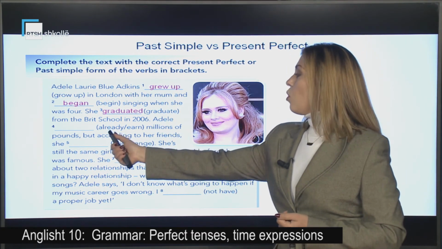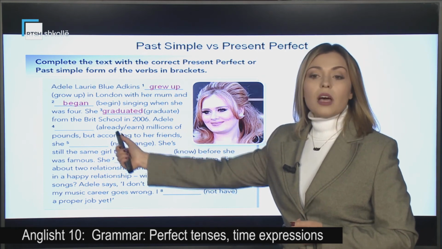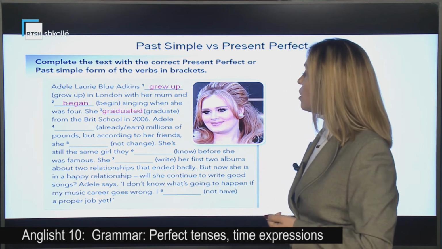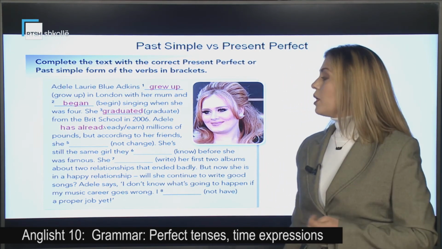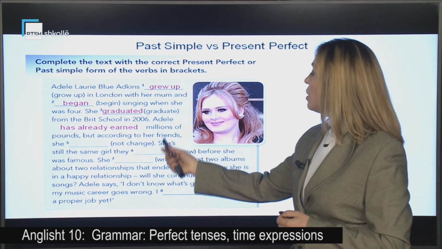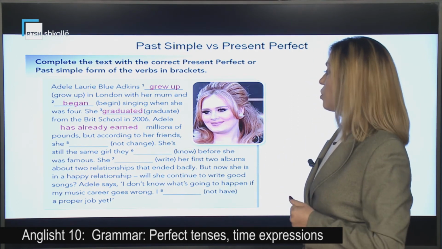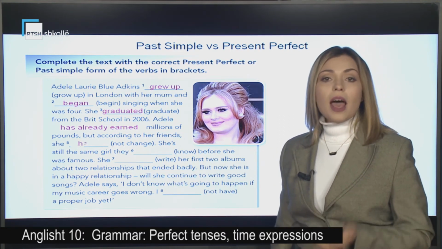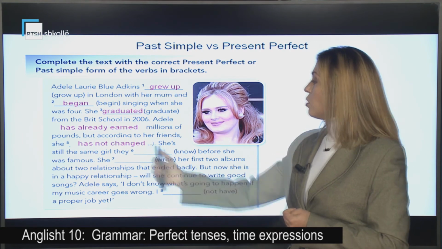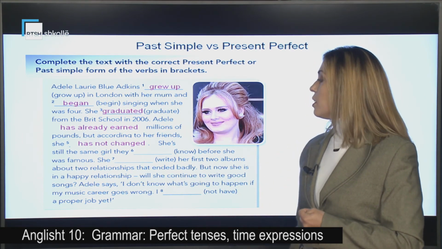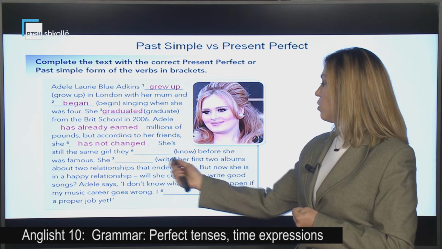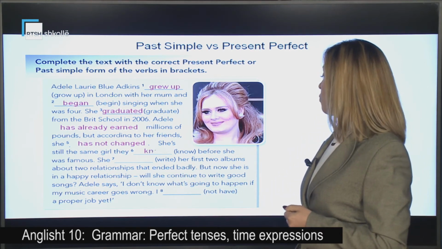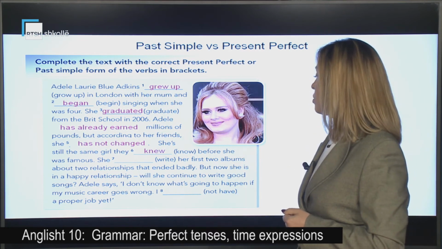Adele already earned. We have the time expression already. So we're going to use the present perfect. She has already earned millions of pounds, but according to her friends, she hasn't changed. Present perfect. She's still the same girl. They, what? They're friends in the past. They knew her, of course, before she was famous.